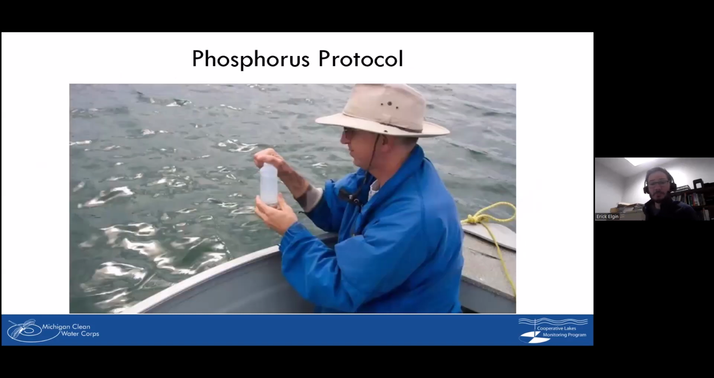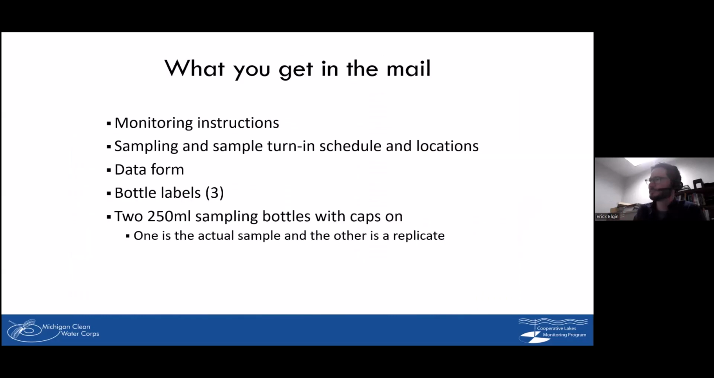So let's get into the protocol. And again, we're going to just step through it step by step with a little explanation as we go. So what do you get in the mail if you sign up for spring and summer phosphorus? You get our monitoring instructions, our protocol, our sampling and sample turn-in schedule and locations.